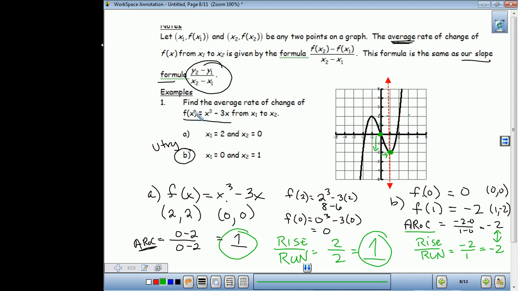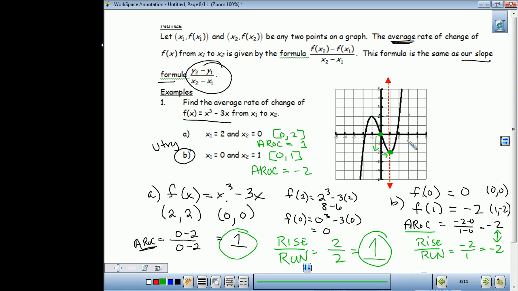The average rate of change for this function for this interval was positive 1. So for an interval from 0 to 2, our AROC was positive 1. Over an interval from 0 to 1, our average rate of change was negative 2. I got different numbers. It's not constant, is it? No. I look at the graph. The graph's not aligned, so that makes good sense.